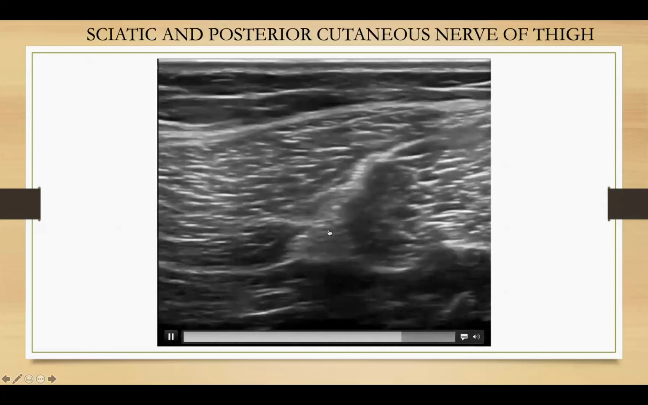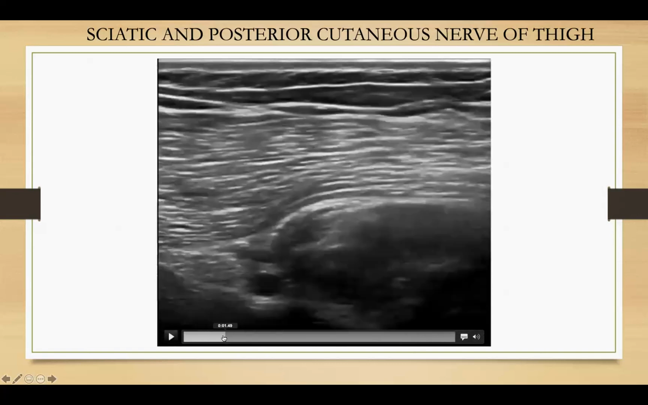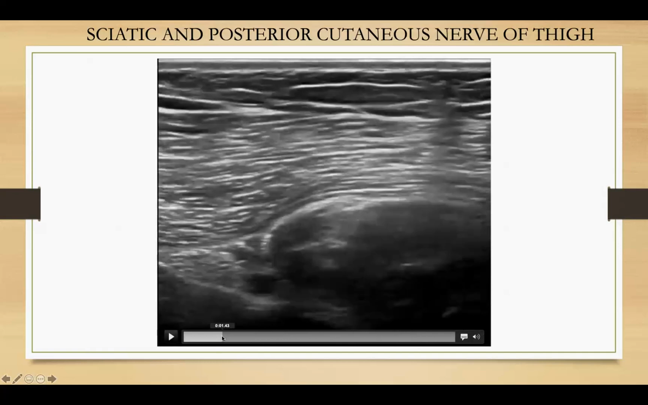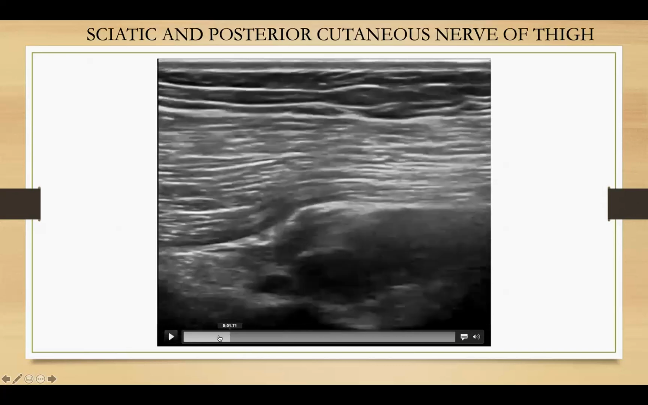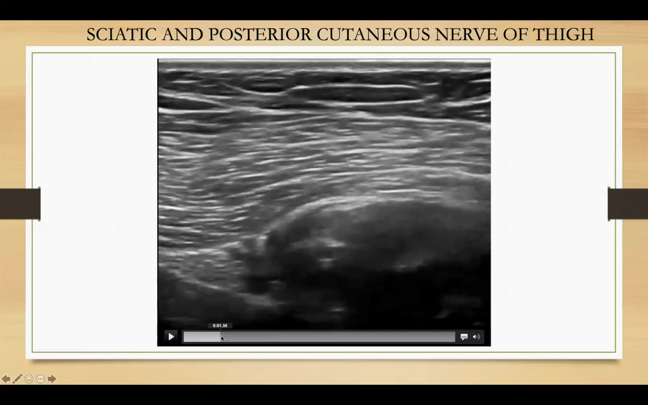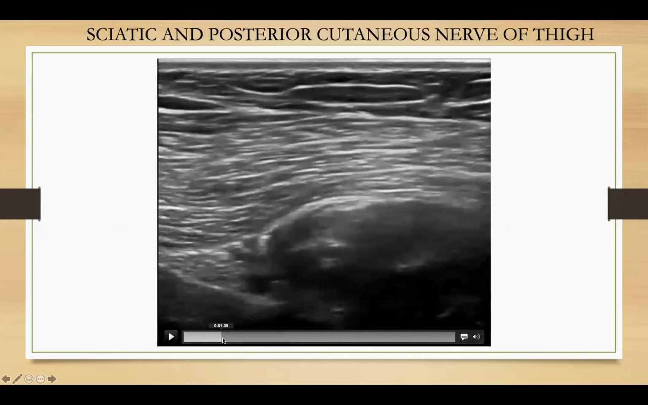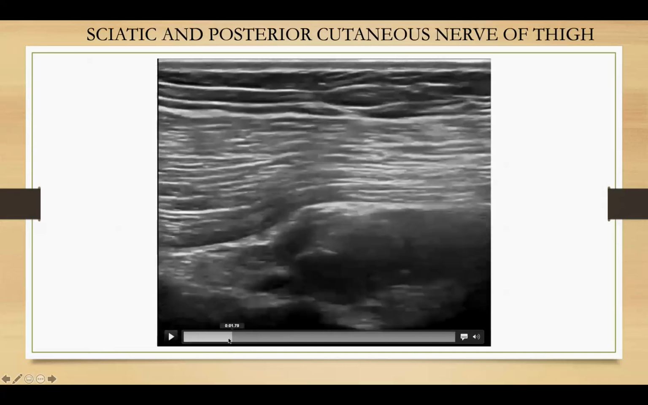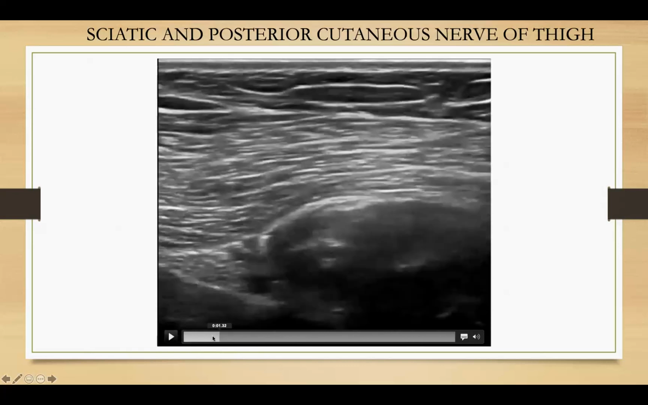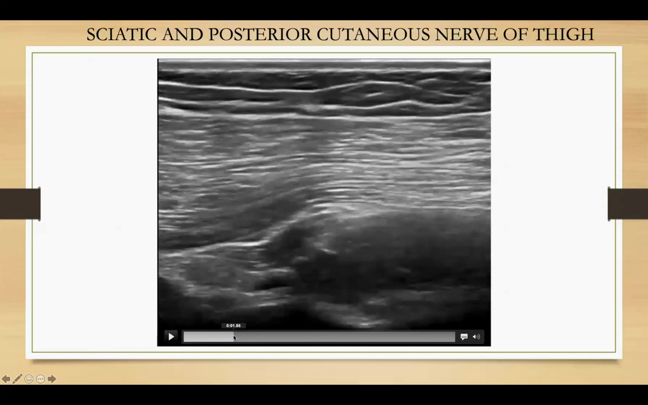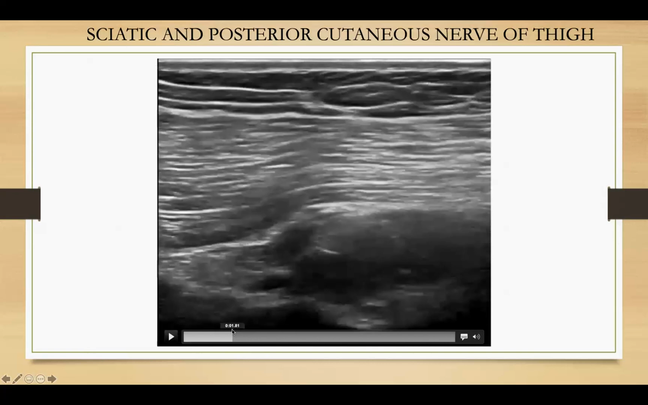Recall that the nerve on short axis has a honeycomb type appearance. I'm going to back it up here a little bit, and right about here is the inferior gluteal artery. It's a relatively anechoic structure, just to the right of the sciatic nerve, about the 330 position. And then overlying the inferior gluteal nerve is the posterior femoral cutaneous nerve of the thigh, arising off and going over top of the biceps femoris muscle origin.